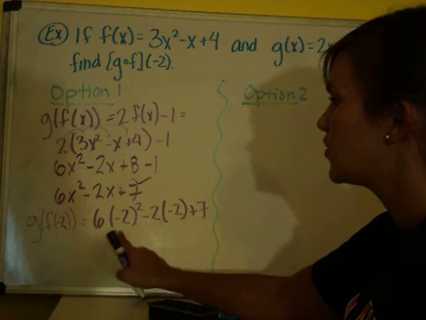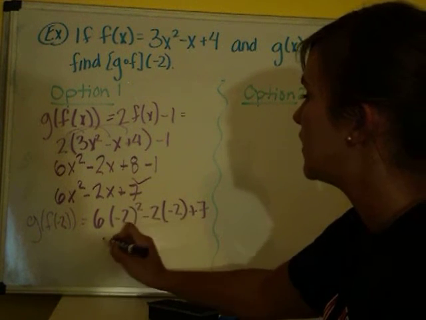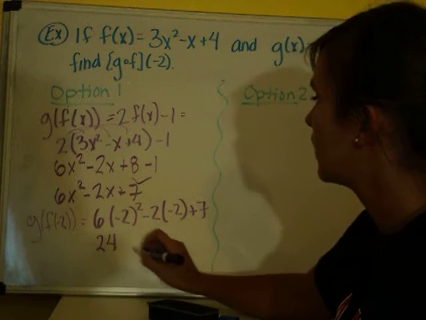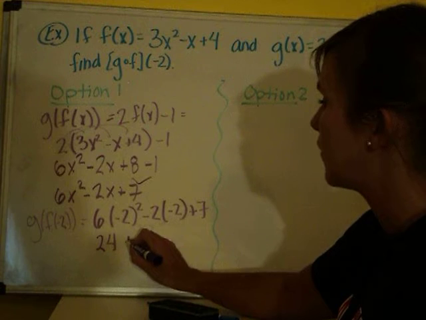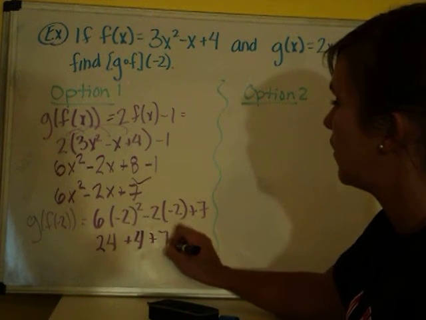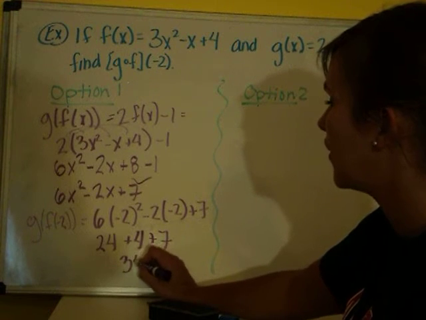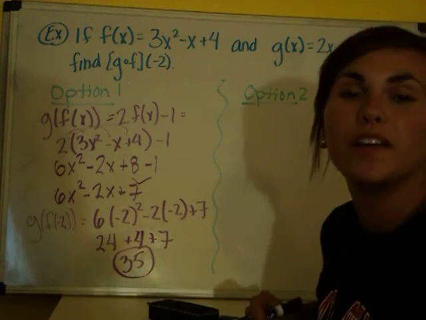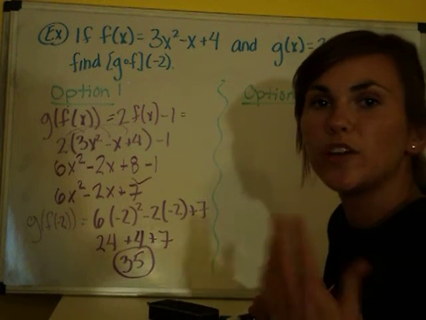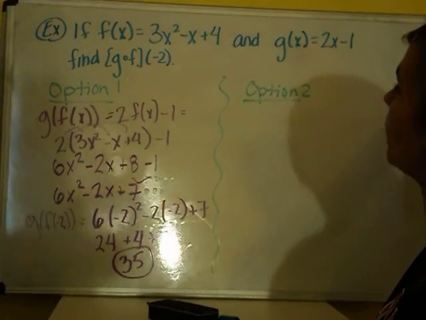Negative 2 squared, negative 2 times negative 2, is 4. 4 times 6 is 24. Negative 2 times negative 2 makes us positive 4, plus 7, which is going to give me 35. That's option 1: composite the functions first, which is what we learned 2 days ago, and then just plug and chug. Or we can do option 2.